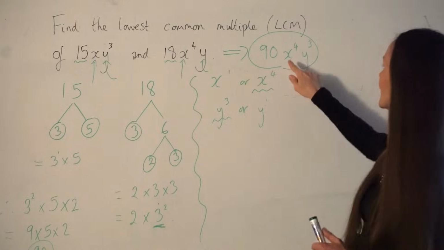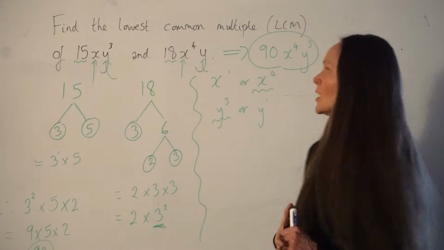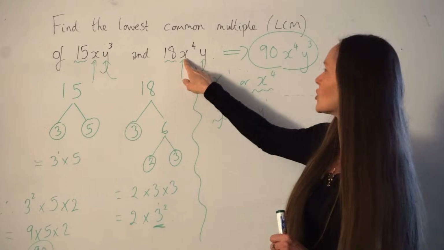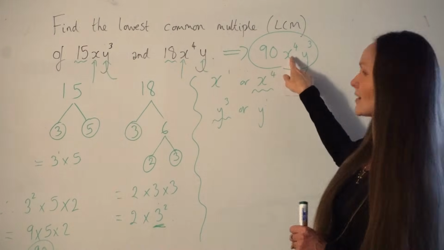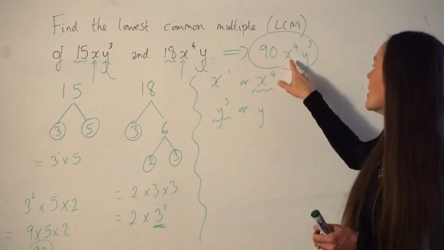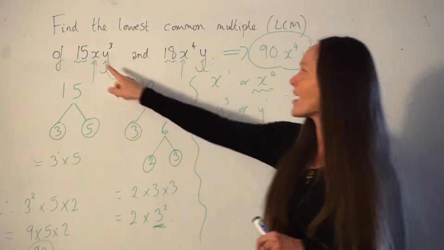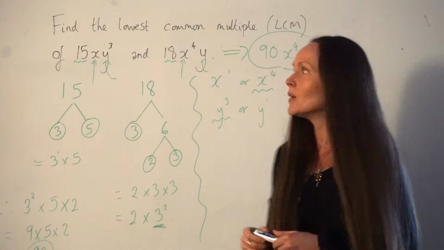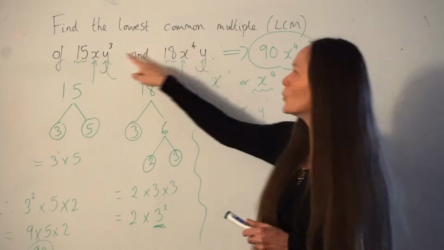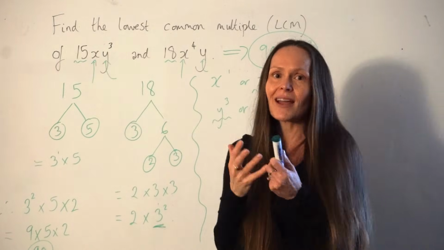So if we have a look at our final answer here, x to the power of 4. Well, we know that x to the power of 4 fits into x to the power of 4 itself, and so would x to the power of 1. But if we had taken x, which is a common mistake, x obviously fits into itself, but x to the power of 4 wouldn't be able to fit into x to the power of 1. It's too small. I hope that makes sense.